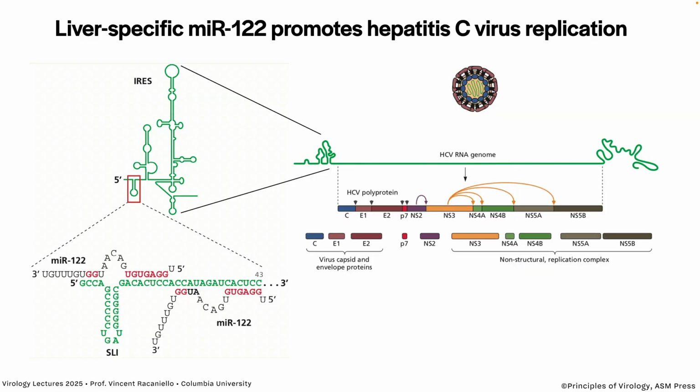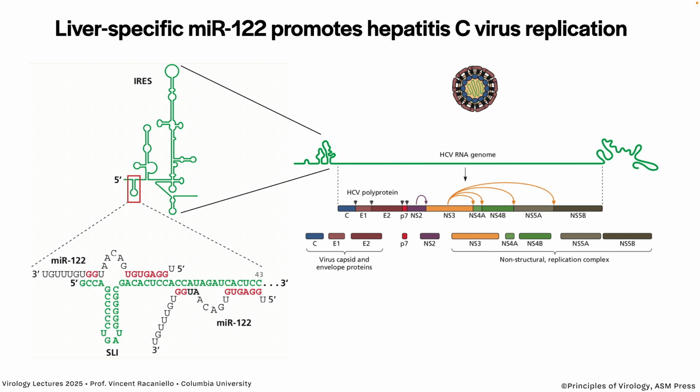An example of a microRNA having a function in a virus infection is miR-122. miR-122 is a liver-specific microRNA. It's involved in cholesterol metabolism. It's absolutely required for the replication of hepatitis C virus. Hep C is a hepatotropic virus. It doesn't infect any other tissue because no other tissue has miR-122.